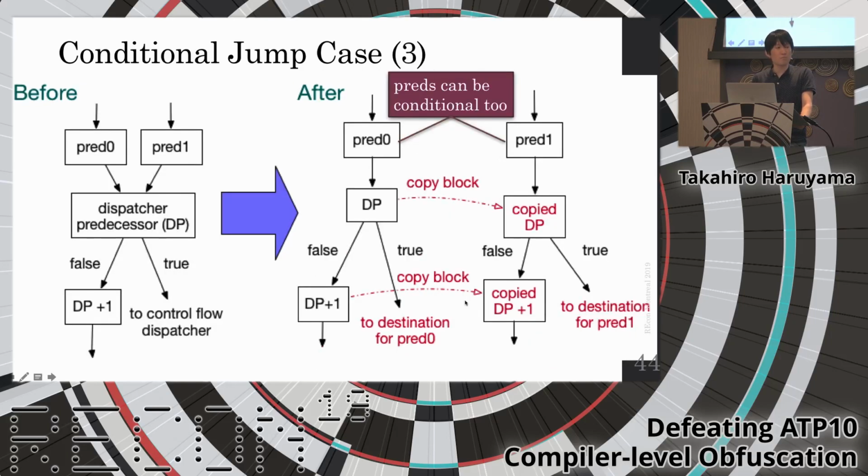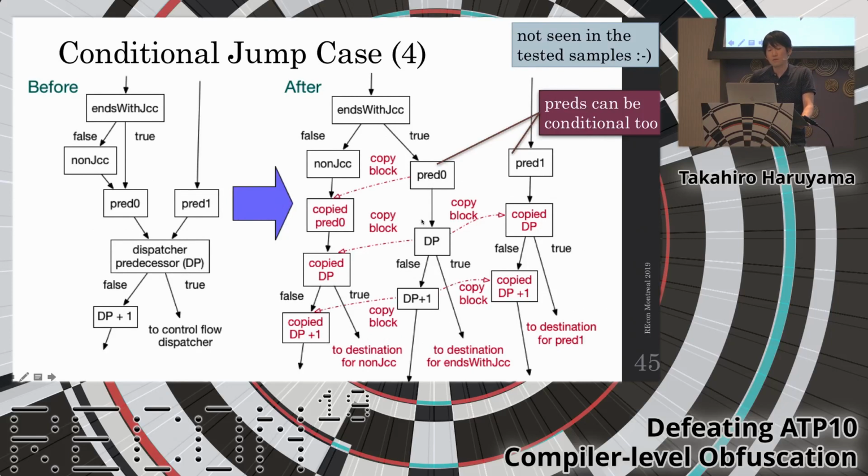Conditional jump case 3 can be handled in the same way, but predecessors can be conditional too. In that case, the dispatcher predecessor should be copied even if the tail instruction is not a conditional jump. The conditional jump case 4 is the most complicated, but actually I've not seen the case in the 2 tested samples, but I implemented it.